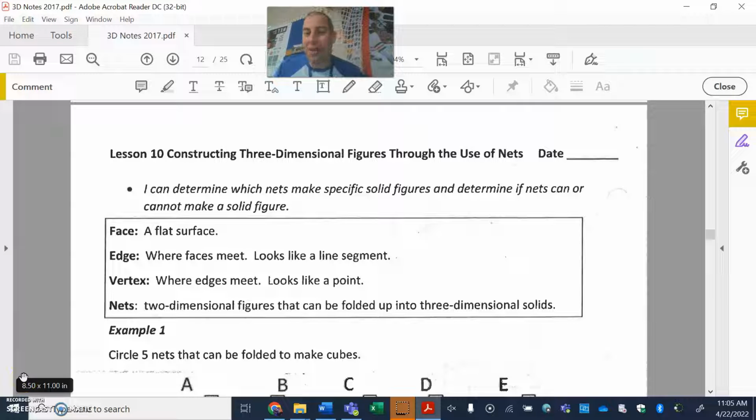Less than 10 people. All right. It's where the sheep live. Less than 10.